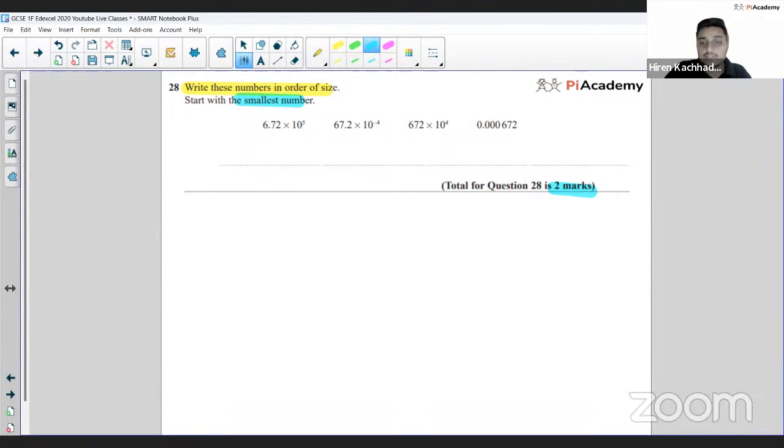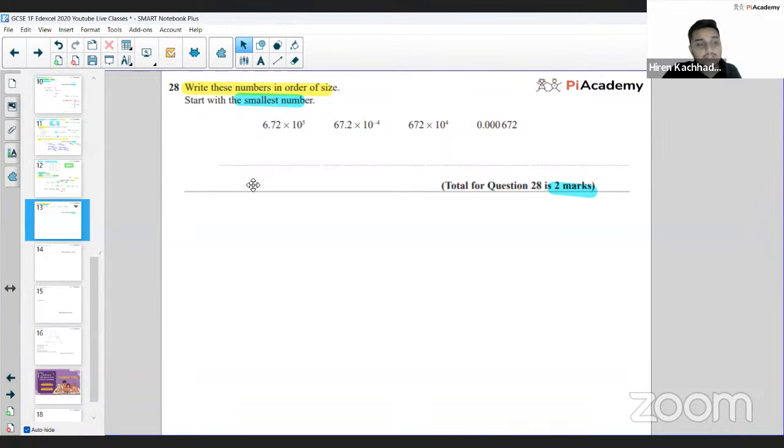Okay, so let's solve this. Here you can see, yes, very good, Zaika. I can see the answer of Zaika. Very good. So let's have this question.